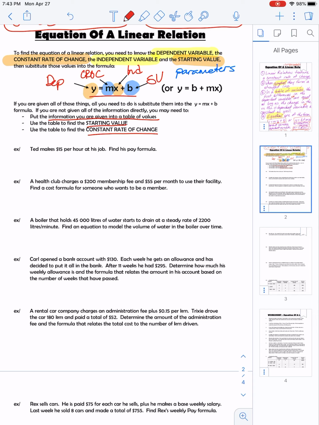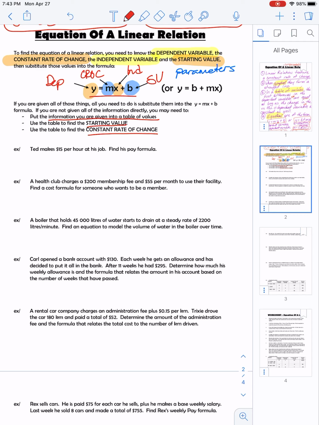Okay, so let's take a look at the first example. Ted makes $15 per hour at his job. Find his pay formula. So first thing you always have to do, just like with the last unit, you always have to identify your variables. Once you've identified your variables, then you can start making your equation. But you can't just make an equation all willy-nilly. You have to say what your variables are actually representing.